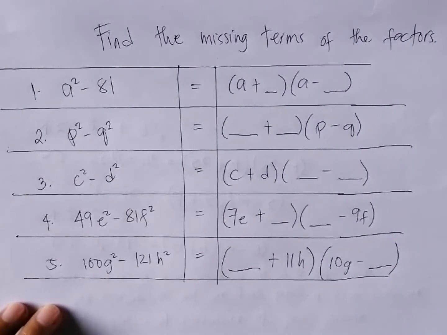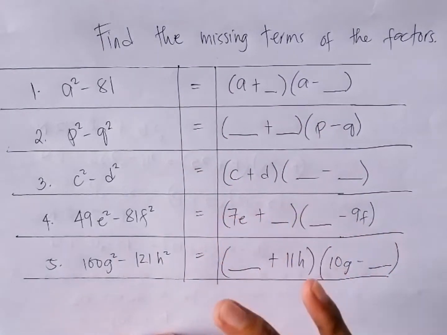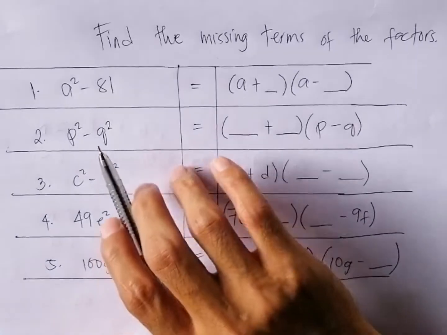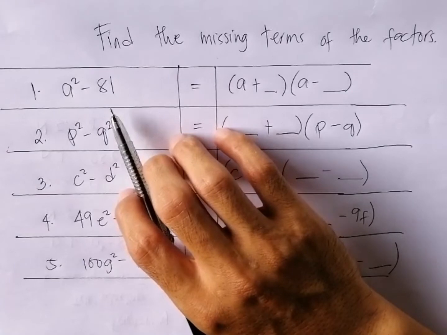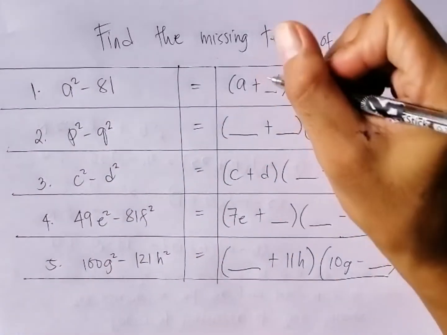Find the missing terms of the factors. Number 1, a squared minus 81. So the factor is the quantity of a plus blank times the quantity of a minus blank. So we're going to find the square root of 81. The square root of 81 is 9. So this is 9.